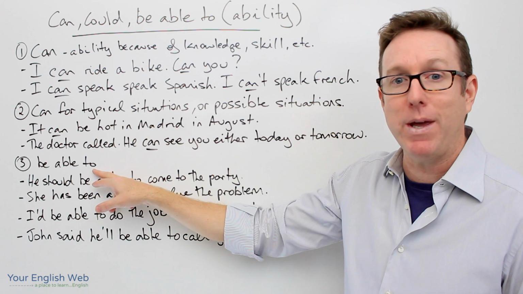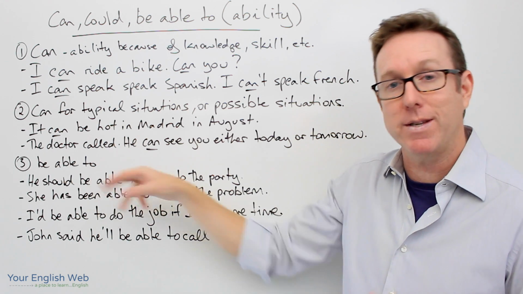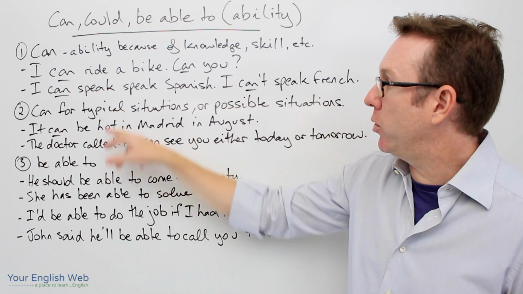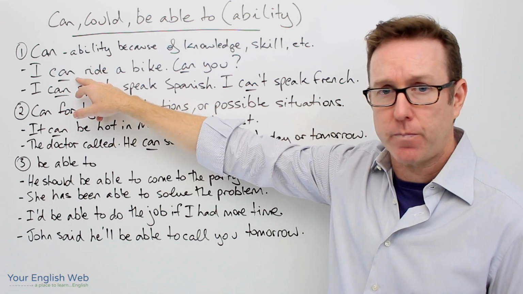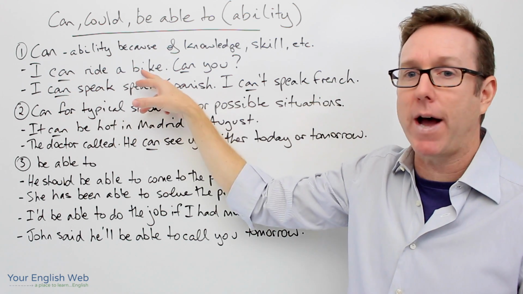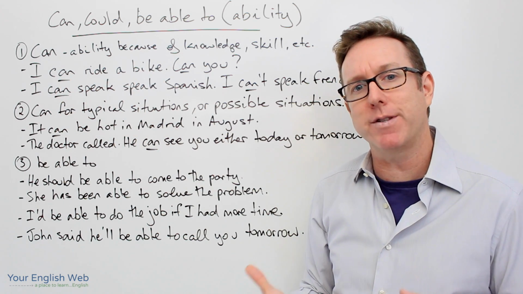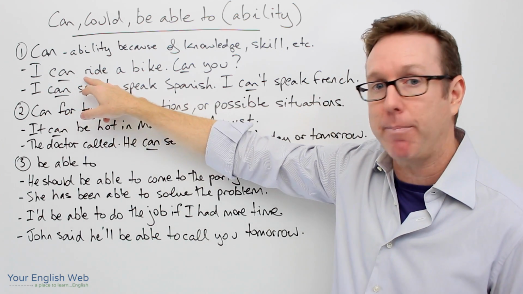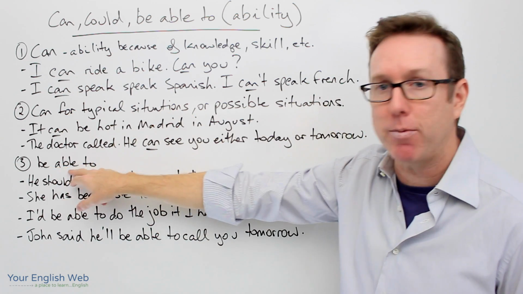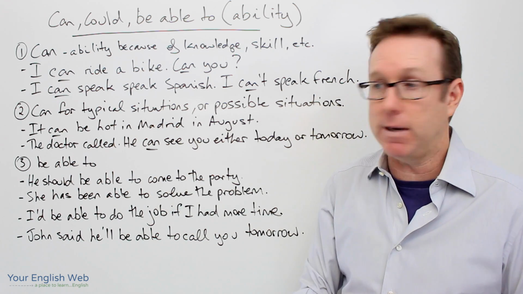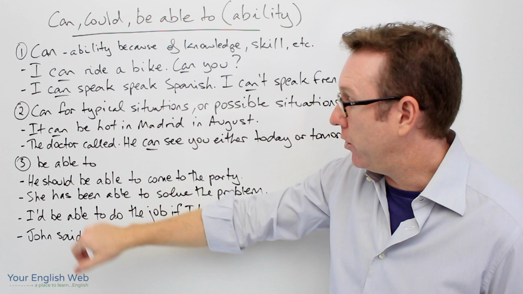Well, we use be able to. Okay, so we substitute can for be able to. Now, be able to is completely possible in these sentences as well. I am able to ride a bike, but it's not very common for us to say that. It means the same thing. So, I am able to ride a bike, but we normally use be able to when we have those situations that I said before. So, should.